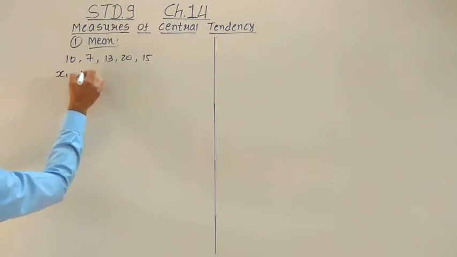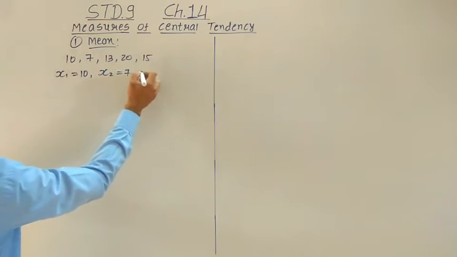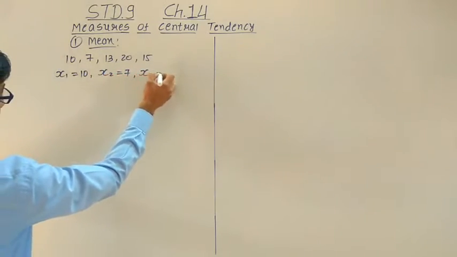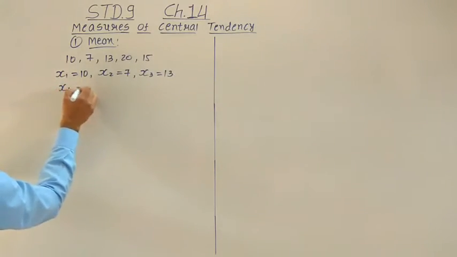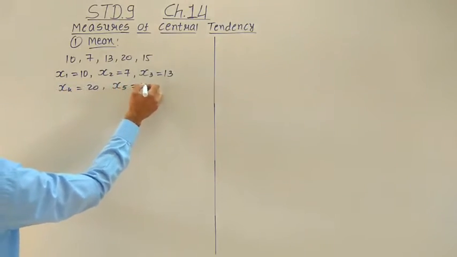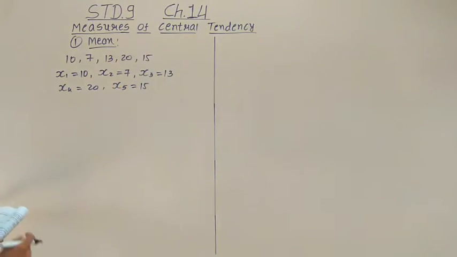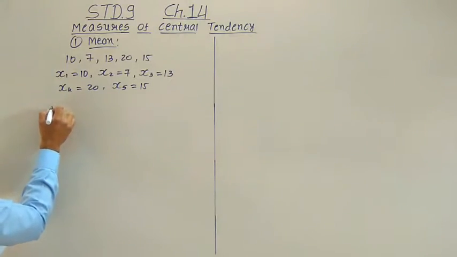So here simply we can take the first value as x1, so we can take it as 10. Second value 7. x3, third value 13. x4, fourth value 20. And x5, fifth value, is equal to 15. Now the formula of the mean is like this.